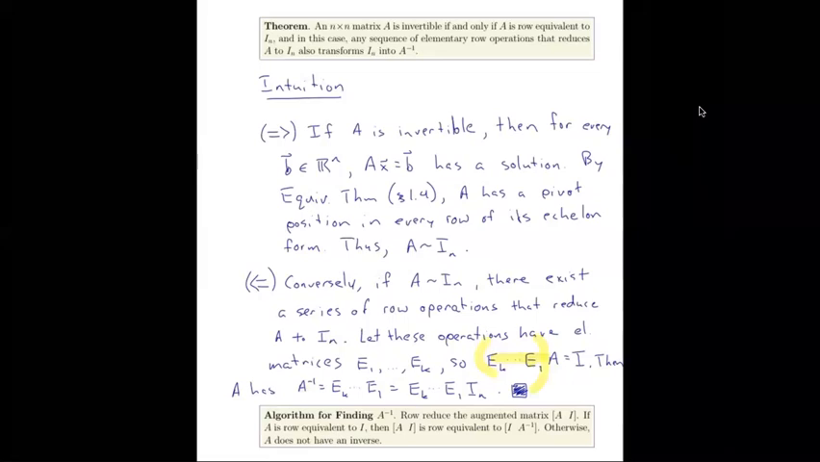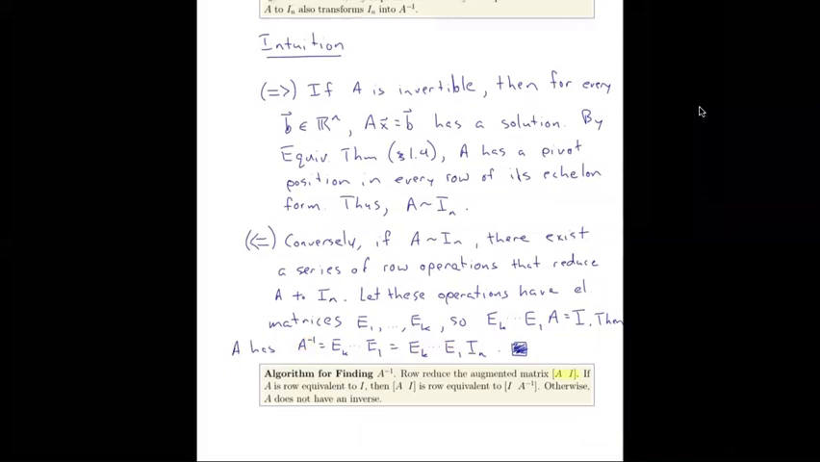So the most important aspect of this is as follows. We see that in order to reduce A to the matrix I, the identity matrix, we can multiply by these elementary matrices, starting with E1 and ending with Ek. Now, if we also apply that same series of products, Ek down to E1, against the matrix I, then we'll get A inverse. So here's our algorithm for finding A inverse.